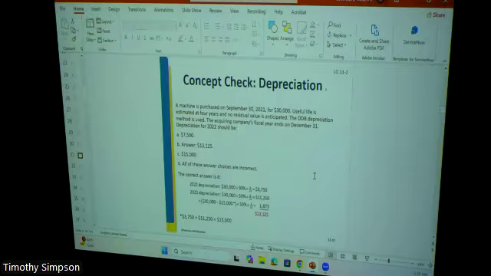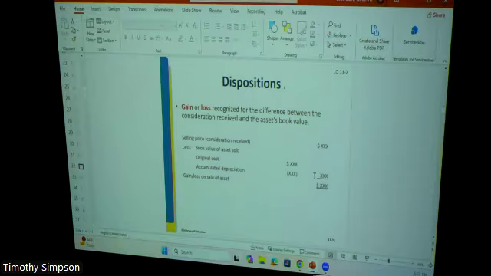If that's the case, then we have a way to deal with that. But for the most part, that's what's happening. So the entry for 2022 is going to be 13,125. Okay. All right, let's talk a bit about dispositions.